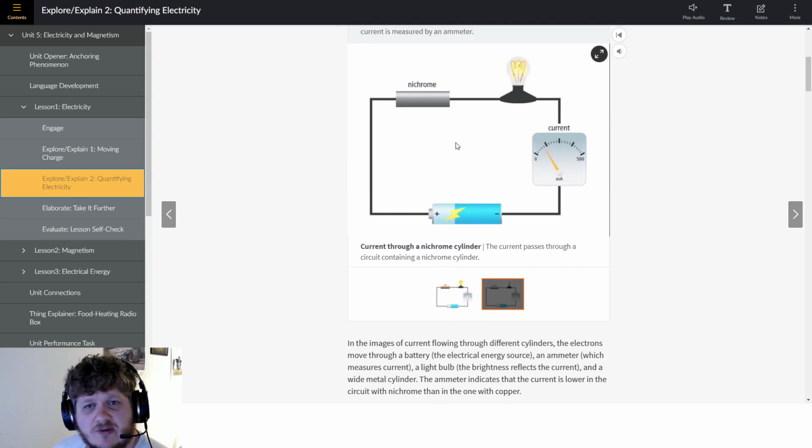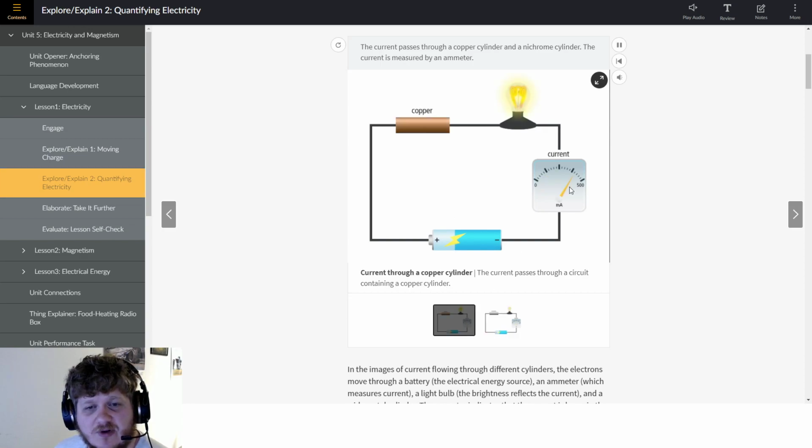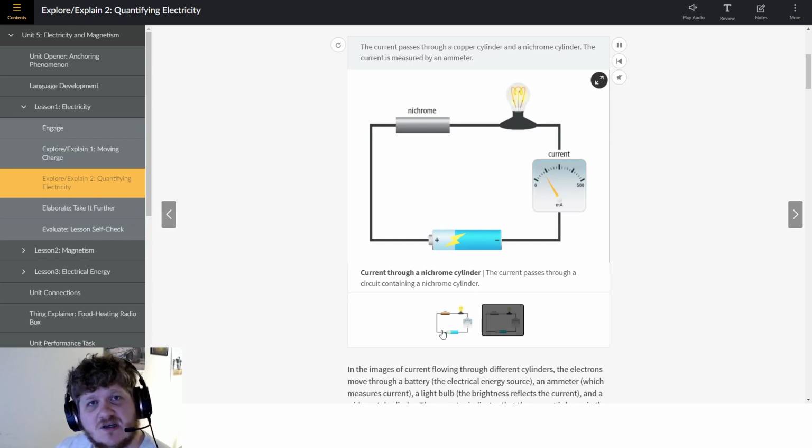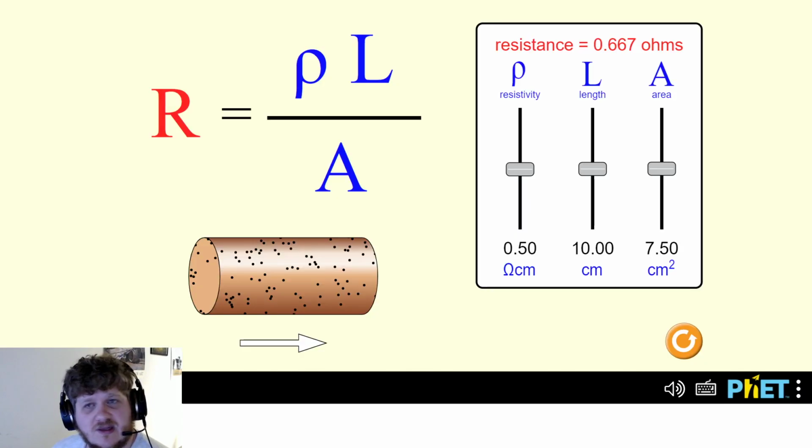And so in this case, you have an example where you have current through a copper cylinder and you have current through a nichrome cylinder. And as you can see, there's a difference in the amount of current that's going through. And that has a bit to do with the properties of both copper and nichrome, as well as the size of those samples. There's a few things that can go into how much resistance an object provides.